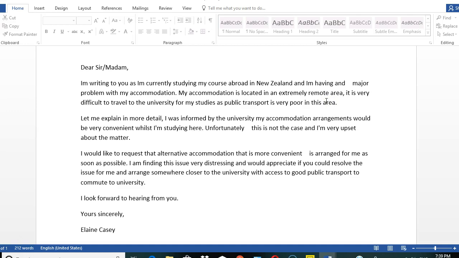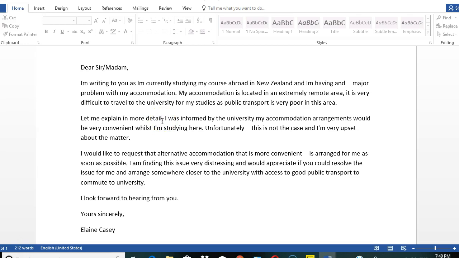All right. So again, in terms of paragraphing, you might think of placing this sentence separately because this is the purpose of your letter. And traditionally, it is customary to place the purpose of writing the letter separately. But again, it greatly depends on your sentence structure, so it's going to be up to you how you're going to structure that. Let me explain in more detail.